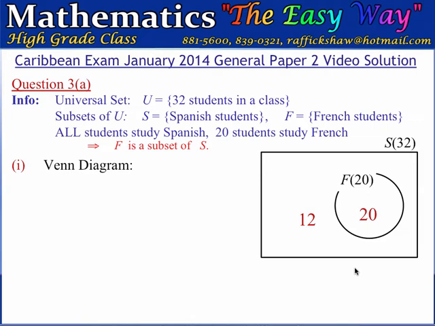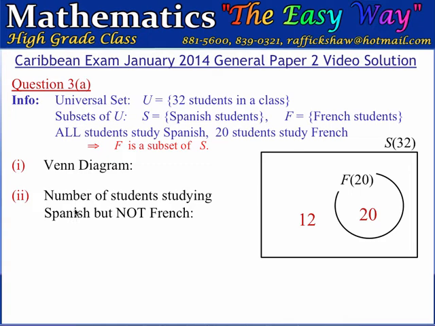Let's move down now to part 2. Part 2 is asking us for the number of students who study Spanish but not French. These are the students here, as we have calculated before. So we can just put that information in. 32 minus 20. 32 students study Spanish. 20 of those 32 students study French, and so the remaining 12 study Spanish but not French.